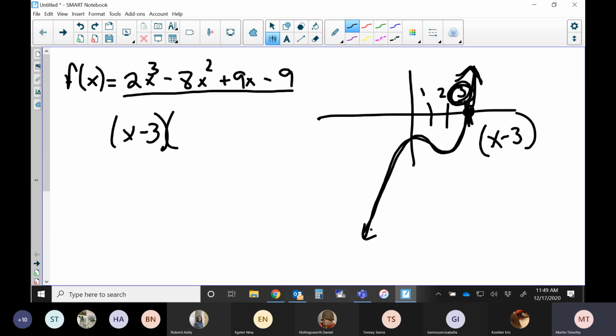The problem is I don't know what the rest of the junk is, so that's when I use my synthetic division, which is from the last section, right? That's what math does. We teach you something, and the reason we have to teach it to you is because we're probably going to use it later on. So from everything that we've ever done, it's probably going to come back up at some point.